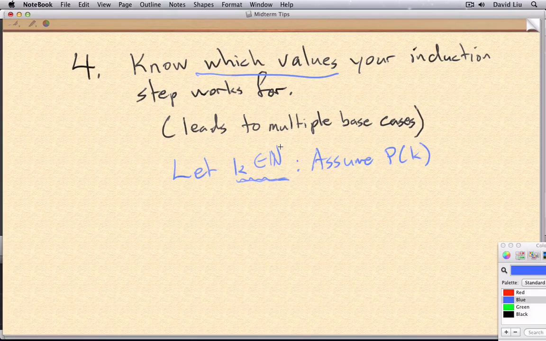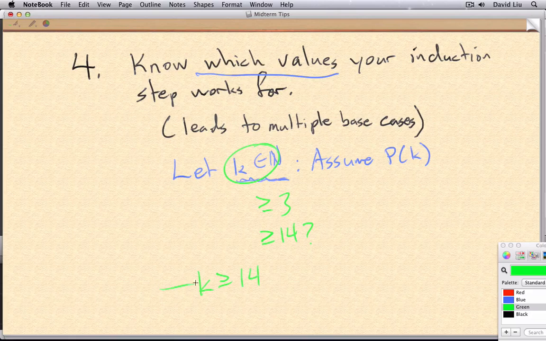Is it all natural numbers? Is it k greater than or equal to 3? Or greater than or equal to 14? Don't just start off by saying that k is a natural number and then later saying, oh, k is greater than or equal to 14. No, you say so up here, not down here in your proof.